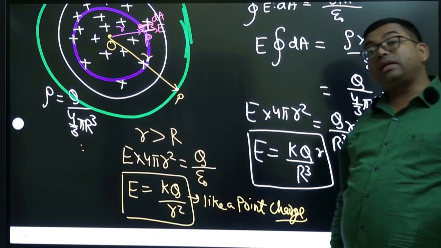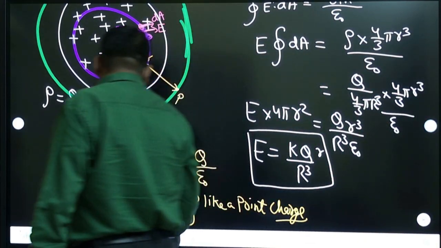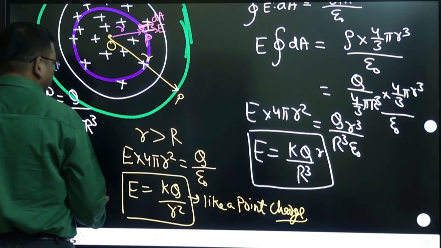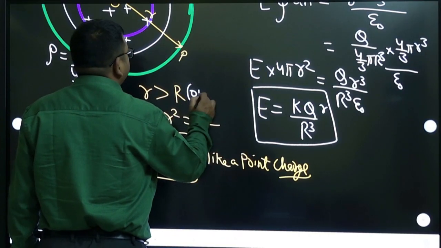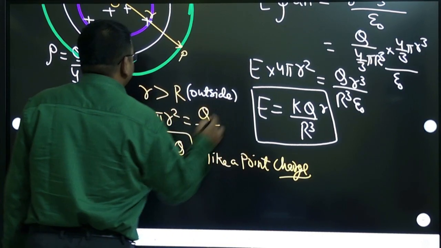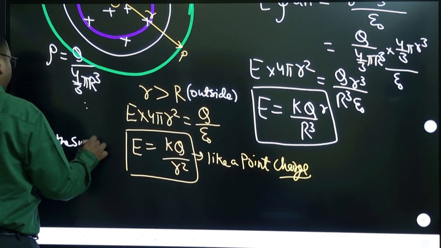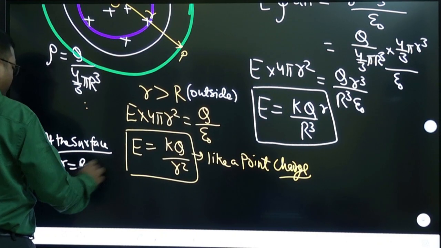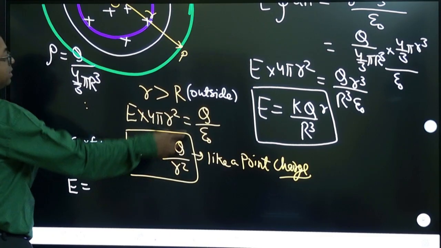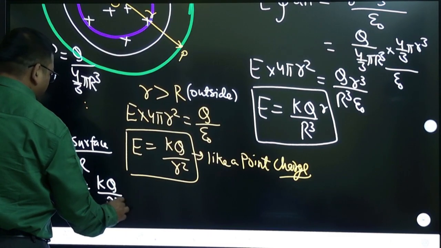Now what about at the surface? At the surface means small r is equal to capital R. The earlier result was for outside. What about at the surface? At the surface we have r equal to capital R, so you can substitute either here or there. You will get the same result, kq by capital R square.